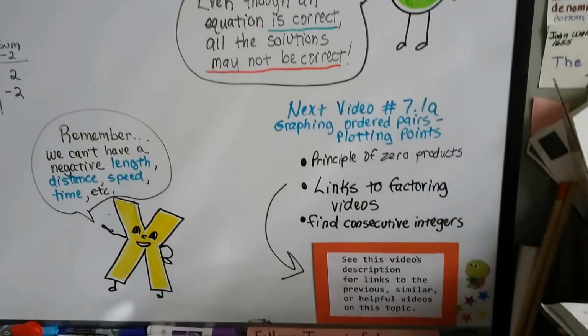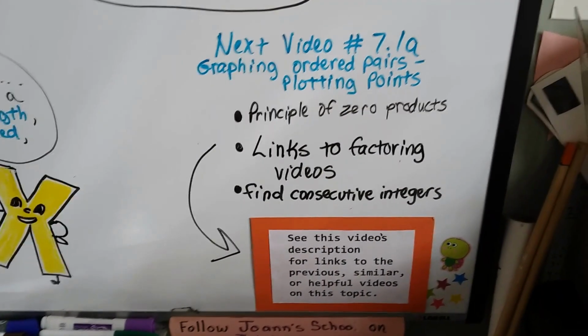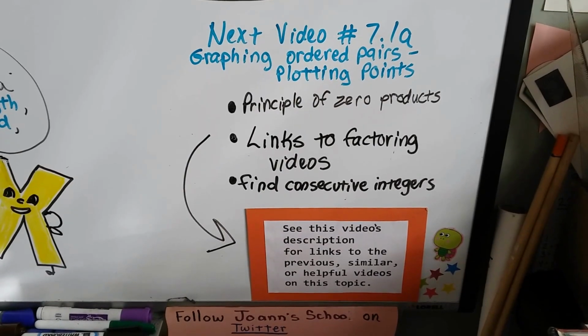All right. We are all done with polynomials and trinomials and all of that. We're going to be moving on to chapter 7 now, and we're going to be talking about graphing ordered pairs and plotting points on a coordinate plane.